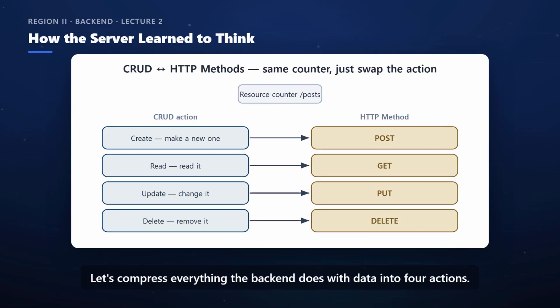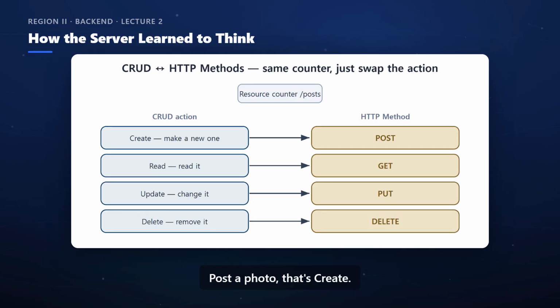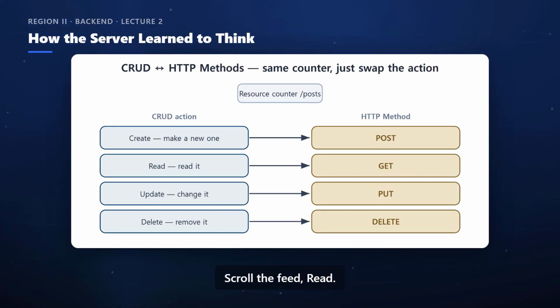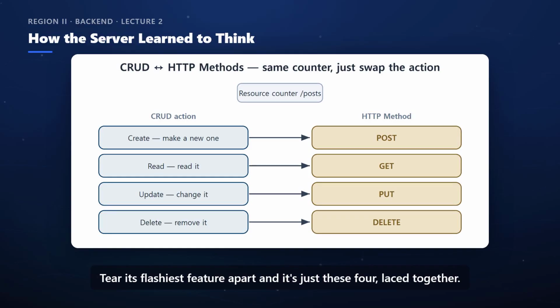Let's compress everything the backend does with data into 4 actions. Create, read, update, delete. First letters, CRUD. Post a photo, that's create. Scroll the feed, read. Fix the caption, update. Take it down, delete. Pick any app you use. Tear its flashiest feature apart and it's just these 4, laced together.